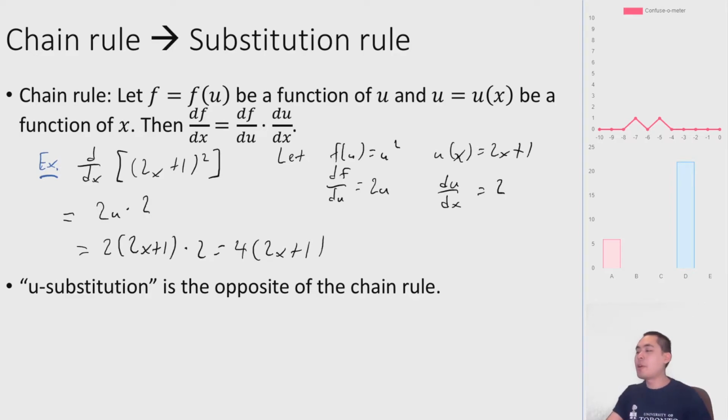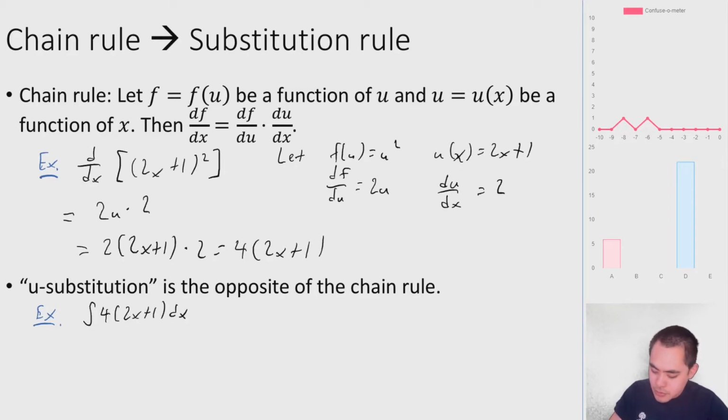Remember how I said that every single derivative rule has a corresponding integration rule, even if sometimes it's harder to apply? So u-substitution is the opposite of the chain rule. In this particular case, if we have an example here, the integral of, say, 4 times (2x plus 1) dx, we can let u be equal to 2x plus 1, and then du is going to be equal to 2 dx.